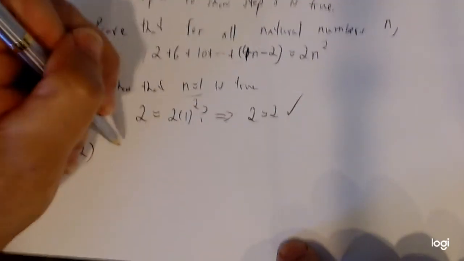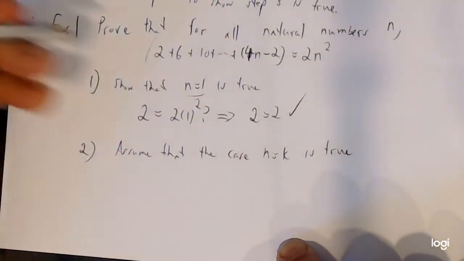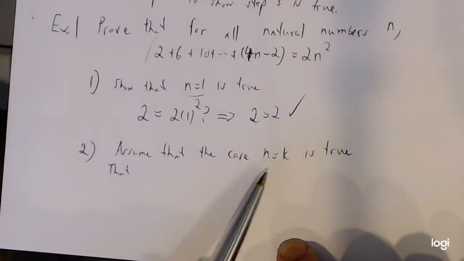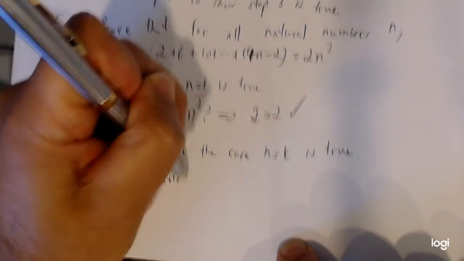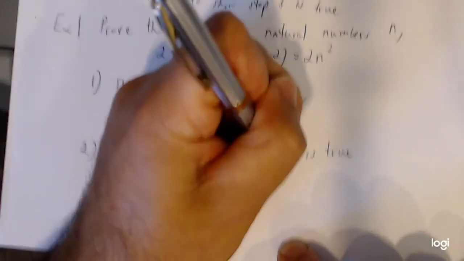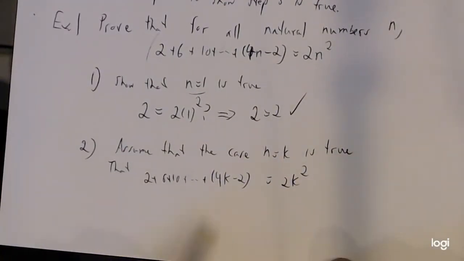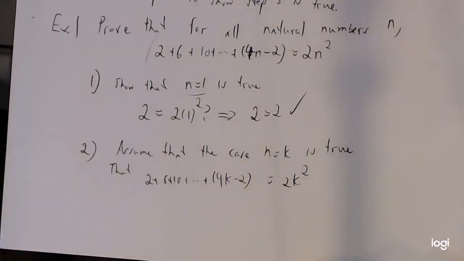So we're going to basically say, assume that the case n equals k is true. What is it that we're saying? That is, if I take the first k terms here, I'm now replacing n with k. So we're saying 2 plus 6 plus 10 plus all the way to 4 times k minus 2 is going to equal 2k squared. Okay, so we're assuming this statement is true. Whenever you go from 2 plus 6 plus 10 all the way to 4k minus 2, that's equal to 2k squared. Now, here's the weird part.